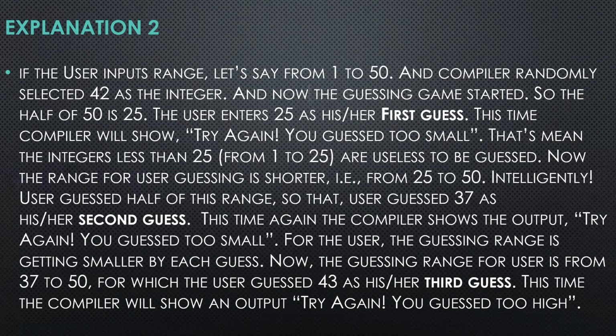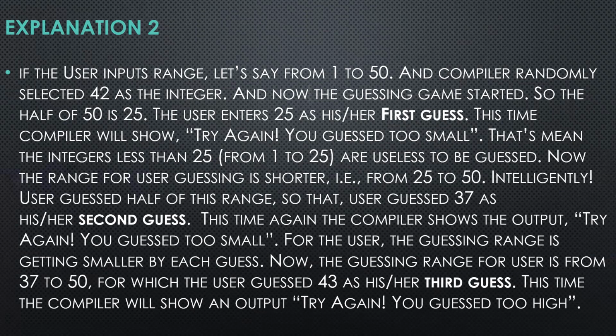This time, the compiler will show "try again" because it's too small. That means the numbers below 21, from 1 to 25, are useless for guessing also. Now the user's range is getting shorter, from 25 to 50. Intelligently, the user gave half of its range, guessing 37 as the second guess.